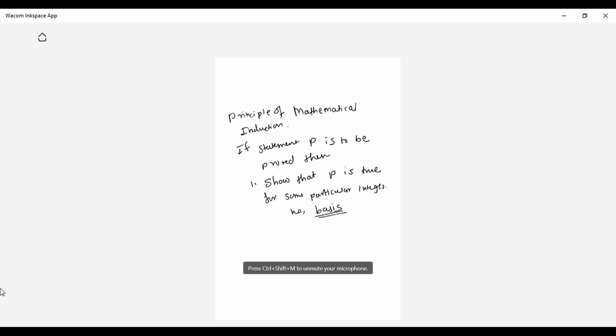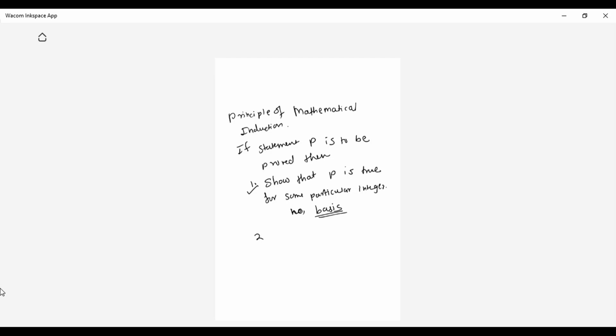So what is the very first step you have to do whenever you have to show the statement P is true using mathematical induction? The first thing you have to do is show that the statement is true for some particular integer n0. That is your basis step. So your base, kth value, and k plus 1 value. Three important terms we have seen. So this is the base. You are showing that the base is true under this first step.